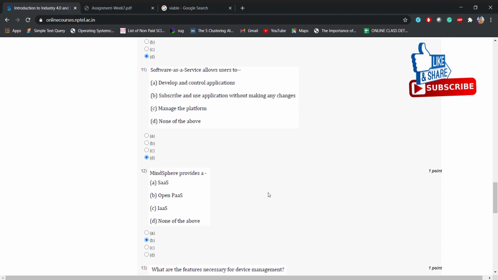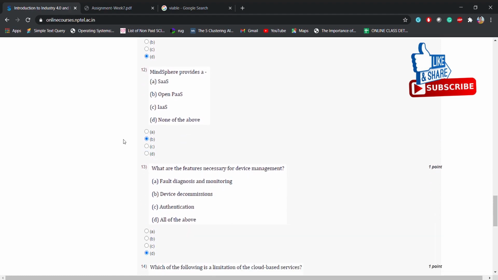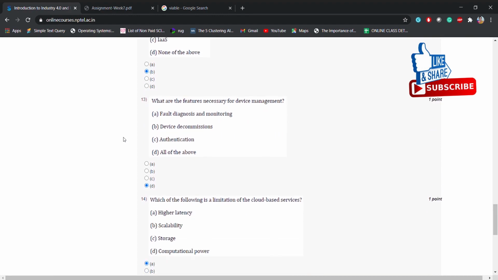None of the above. Coming to the 12th question, MindSphere provides A. SaaS, B. OpenPaaS, C. IaaS, D. None of the above. Coming to the right answer, that is B. OpenPaaS.